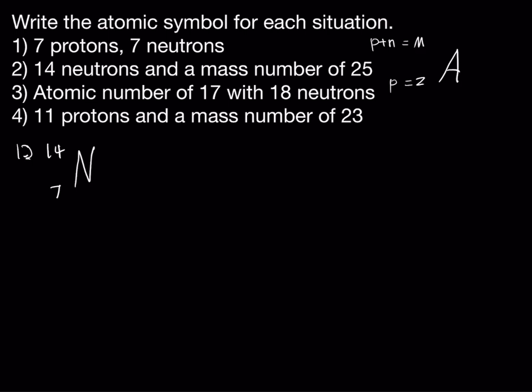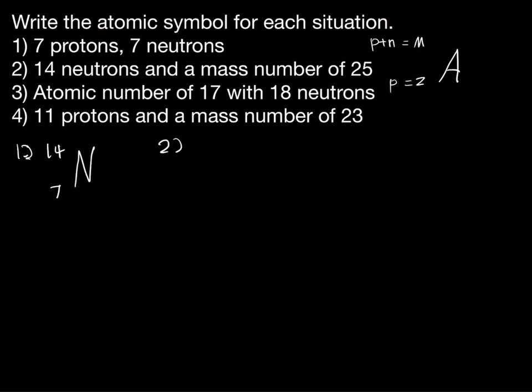Now keep in mind that in the periodic table, it's actually opposite. You will have the atomic number. We have it written in the bottom here, but in the periodic table, it's going to be right on top of the elements, or the element's letter.